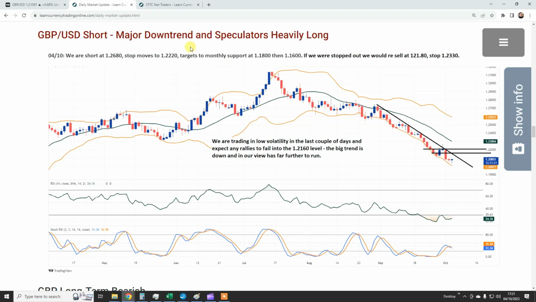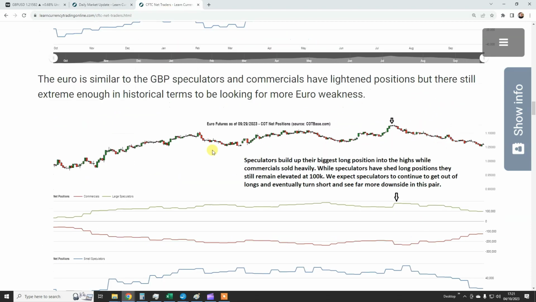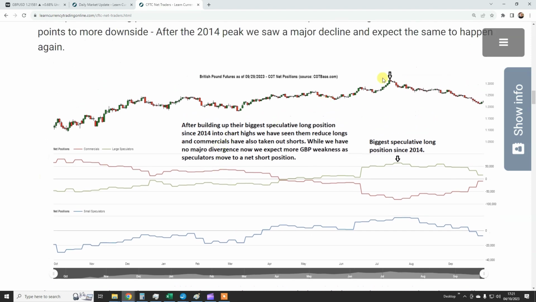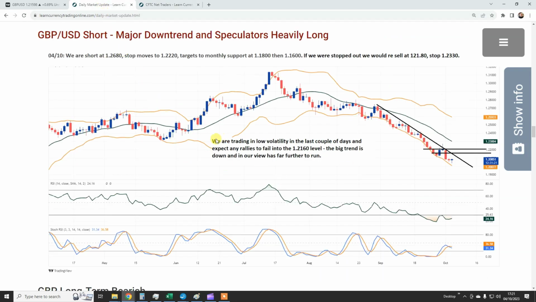Then the big decline. You can see it actually on the CFTC net traders. There is the biggest speculative long position since 2014, and they're coming out of longs. Speculators are a bit more stubborn with euro longs. This should go short and trigger more weakness. Okay, so there are levels to look out for there.